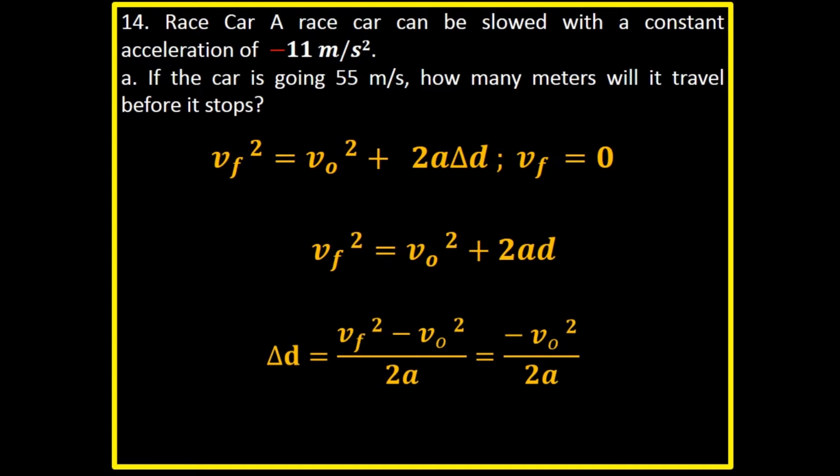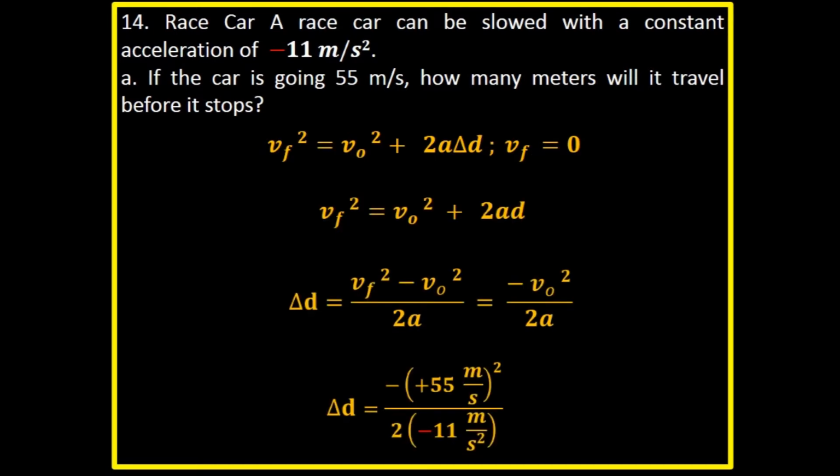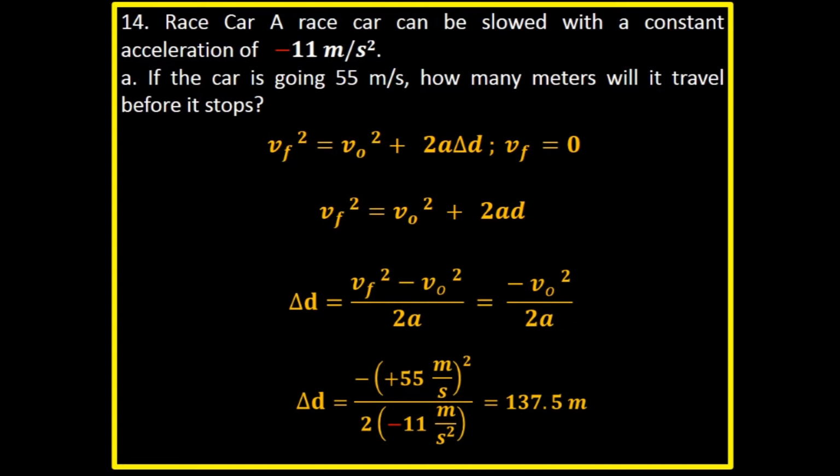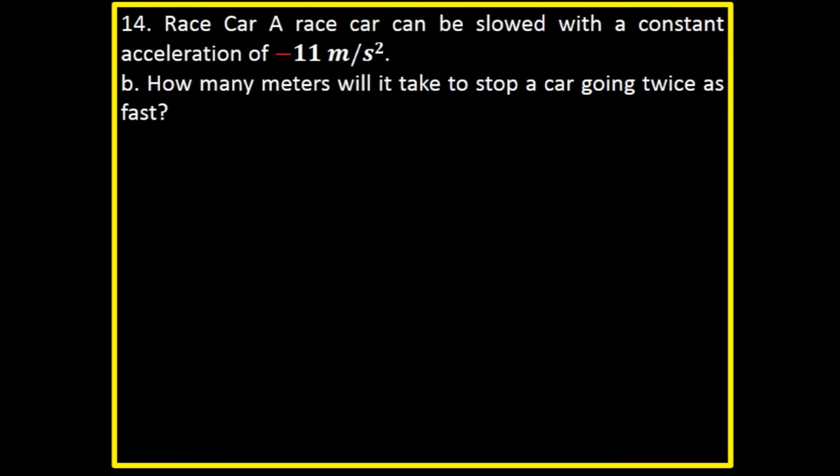The Vf squared term cancels. Notice that A is a negative acceleration. Solve through for D, and you get 137.5. Now, what is 4 times 137.5? Write that down. We'll look at that later.